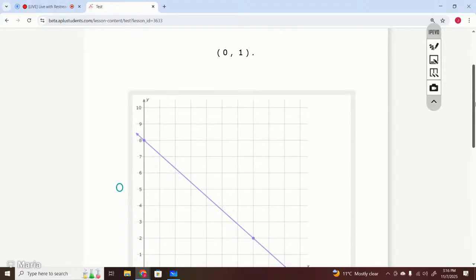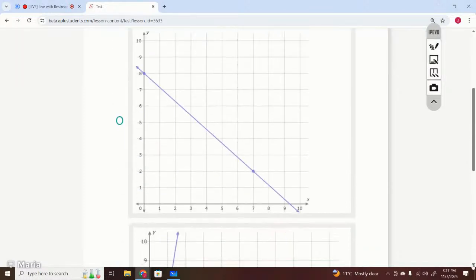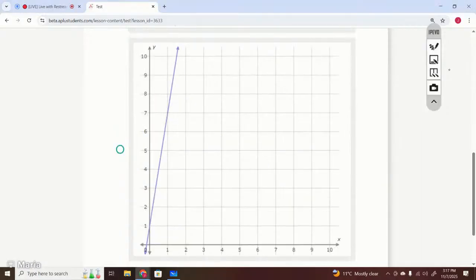So the point is 0, 1 and the slope is 6. X is 0, y is 1. We don't have this point on the graph. Look at the second graph.